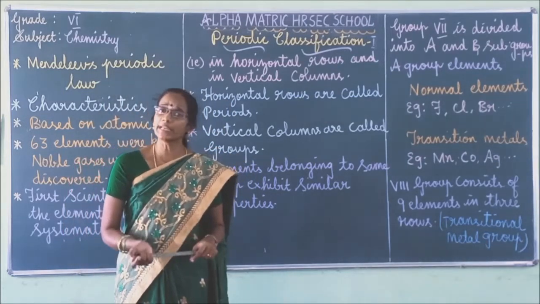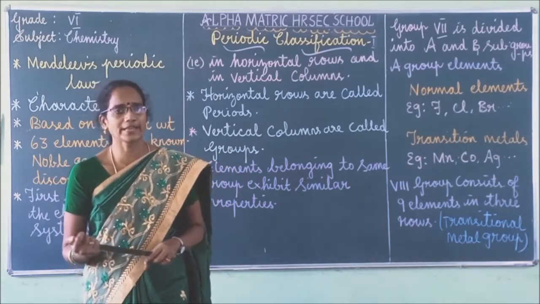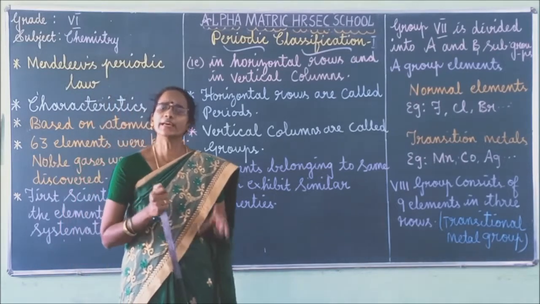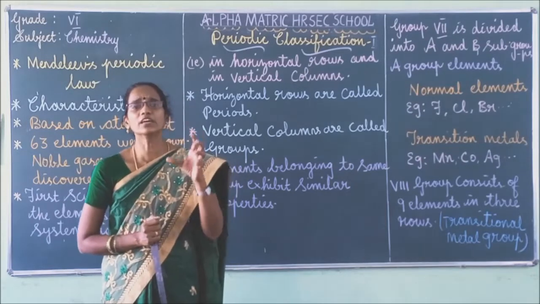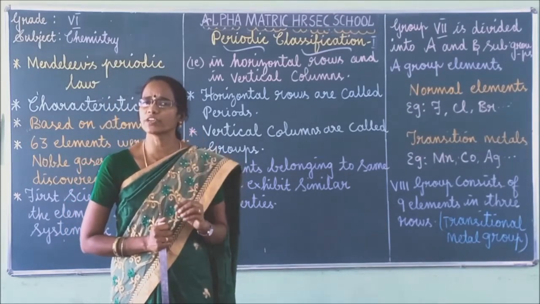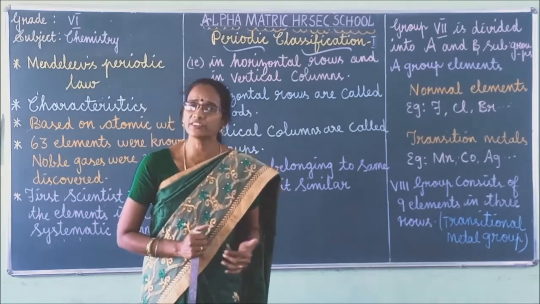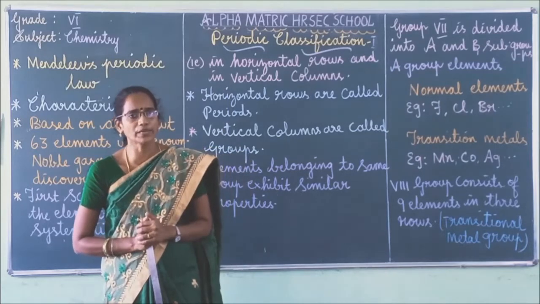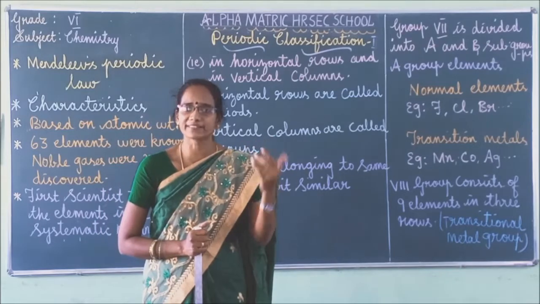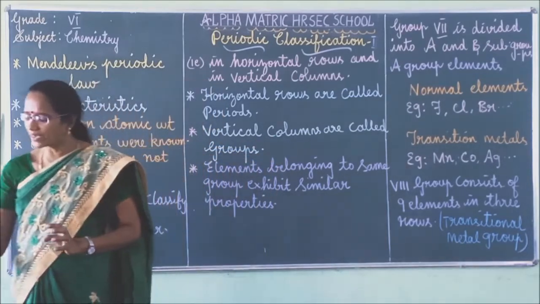Next, groups 3 to 12 are called transition elements. Transition elements means all these elements have an incomplete valence shell in their atom. So that's what we are calling transition elements. What inner transition elements are and what normal elements are, you will learn in detail in the coming classes, right? Groups 3 to 12 we have discussed.